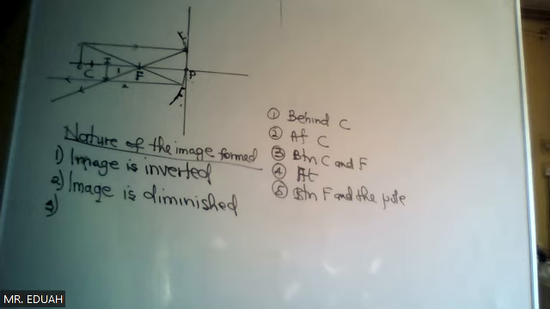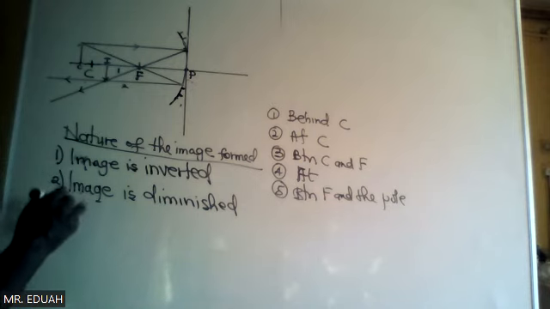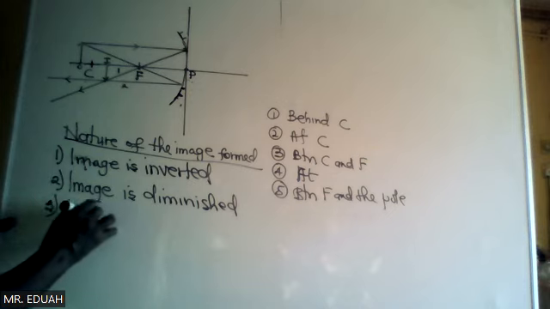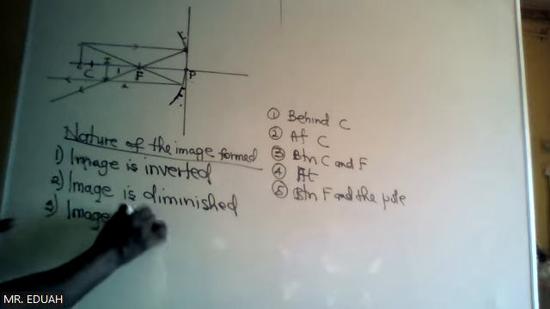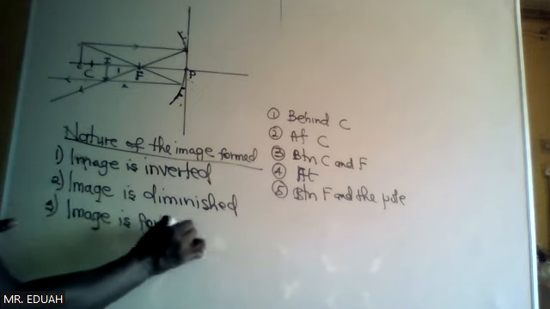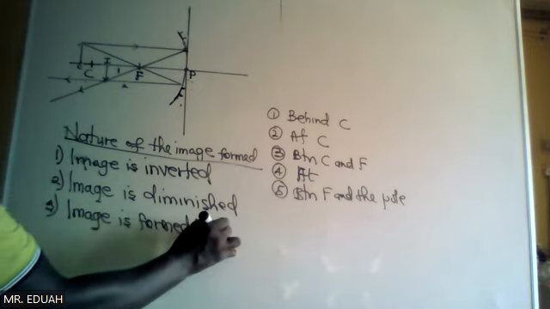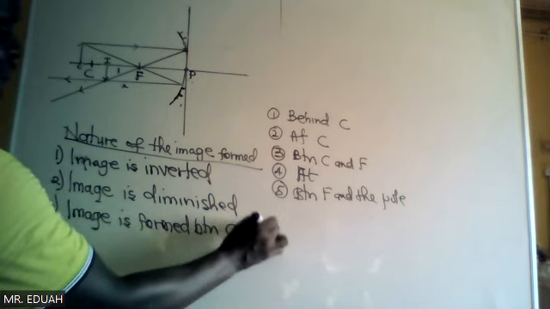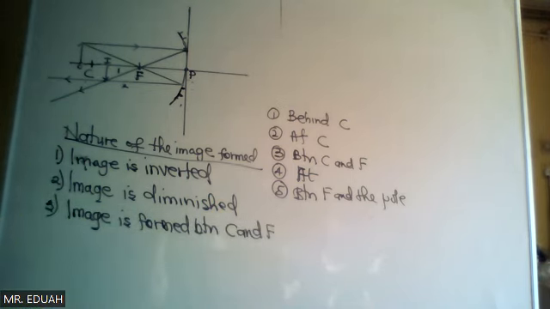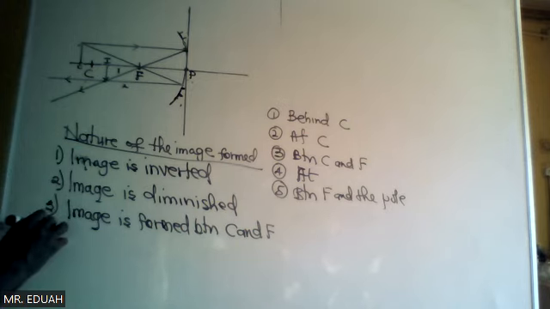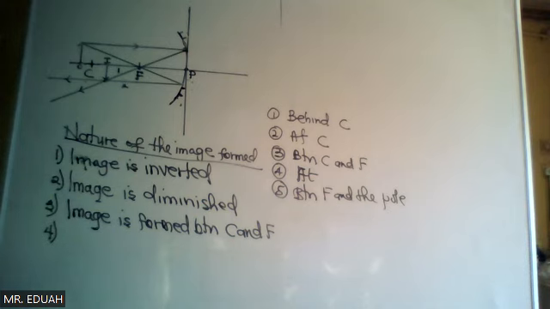Yes, sir, please. The image position has changed. So where is the image formed now? So the image is formed between C and F. Image is formed between C and F. Elvina, it's a very good observation. Then there is a fourth one.